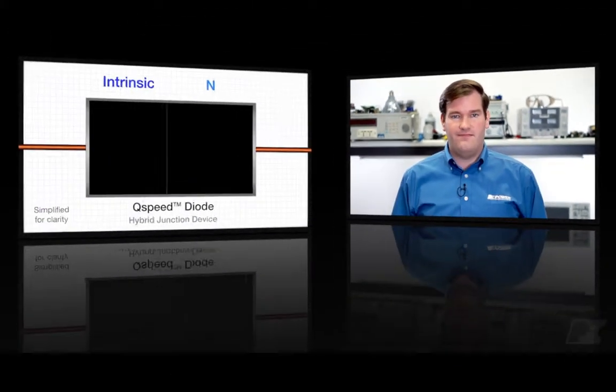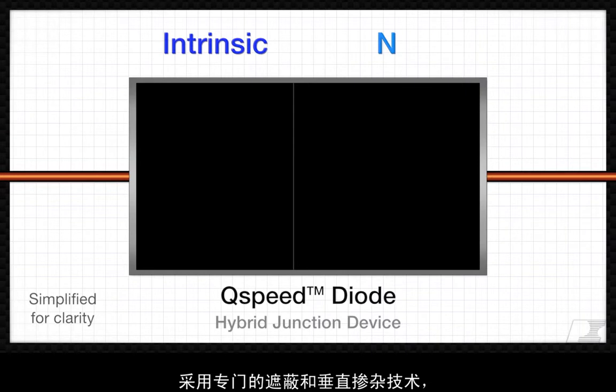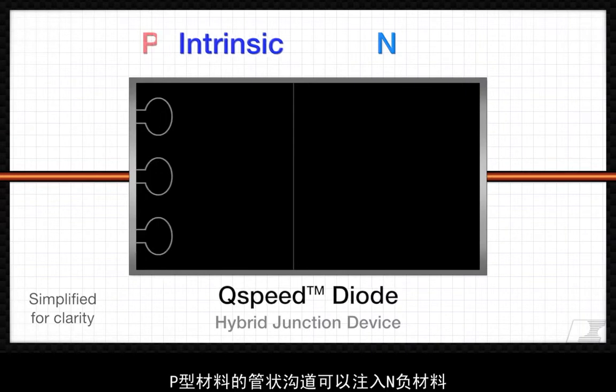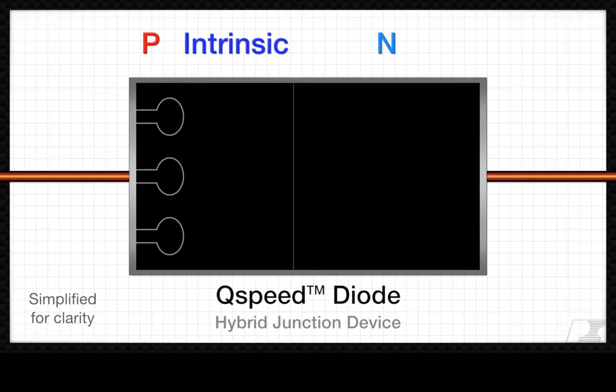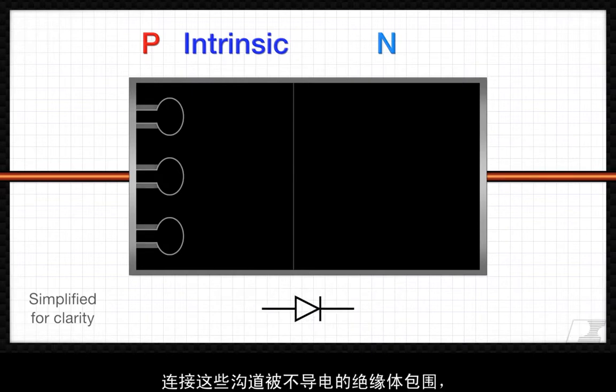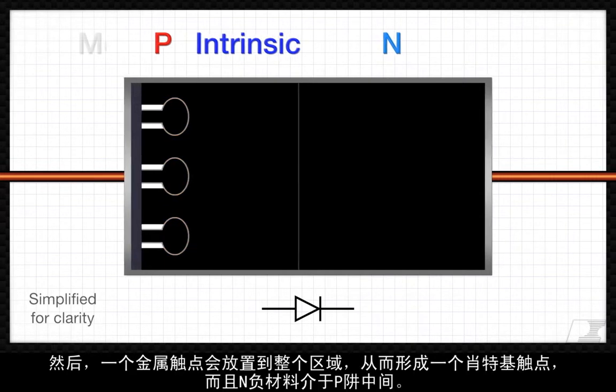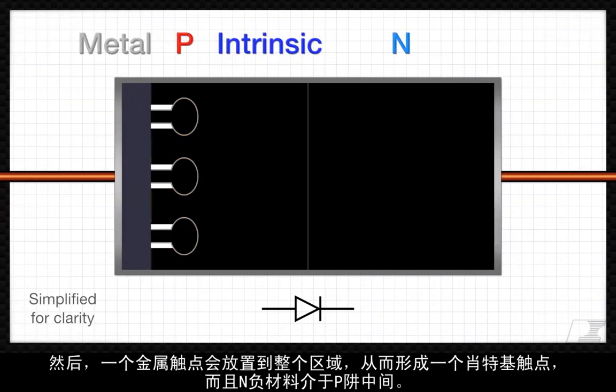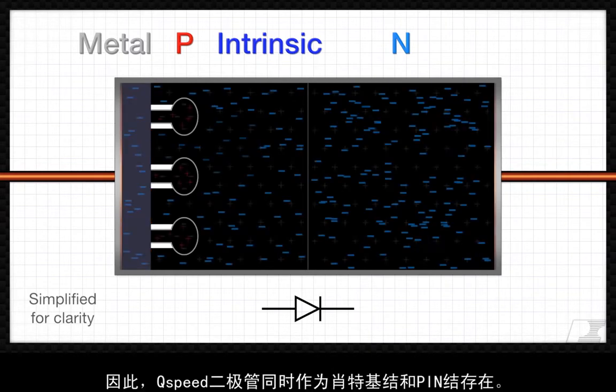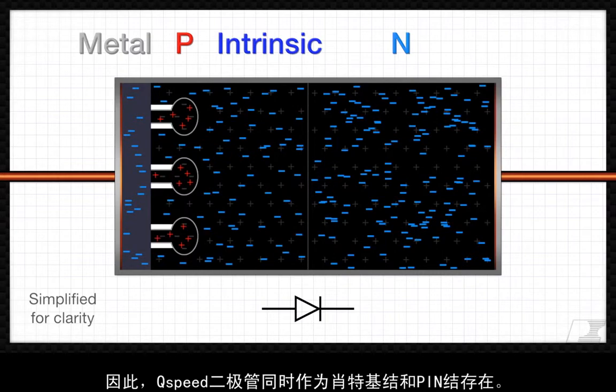three-dimensional mechanical features called P-wells, offset by Schottky contacts, to get the best of both pin and Schottky junctions in the same device. Using specialized masks and vertical doping techniques, tubular trenches of P-type material are injected into the N- material. The conduits to these trenches are surrounded by a non-conductive insulator so that carriers can only flow through the surface area boundary of the trenches themselves. A metal contact is then deposited along the entire section, forming a Schottky contact with the N- material in between the P-wells. So QSpeed diodes are both Schottky junction and P-intrinsic N at the same time.